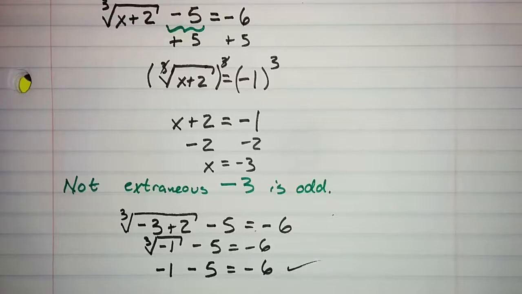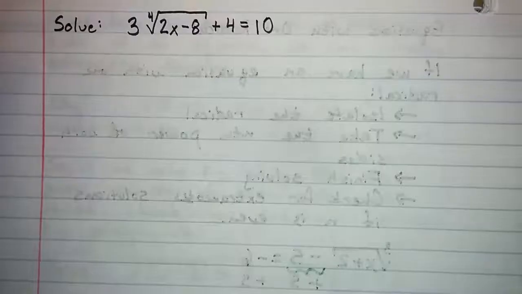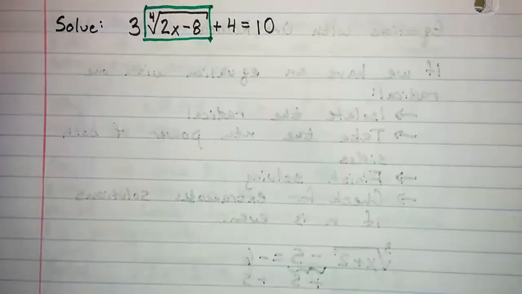Let me give you one of these to try as well. Solve the equation 3 times the fourth root of 2x minus 8, plus 4, equals 10. Remember, isolate the radical first. Pause the video and try this now.